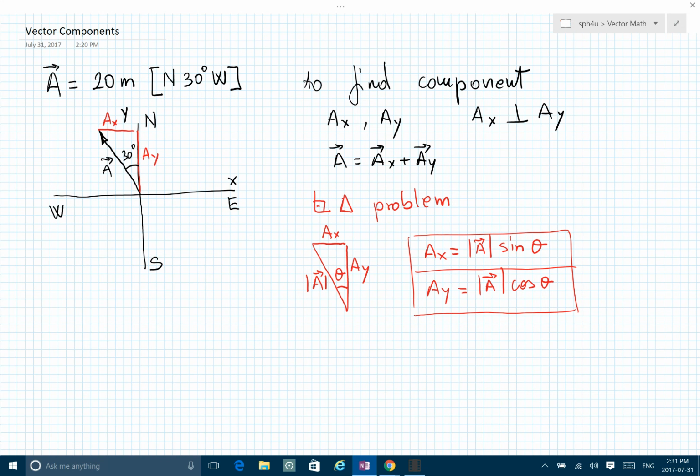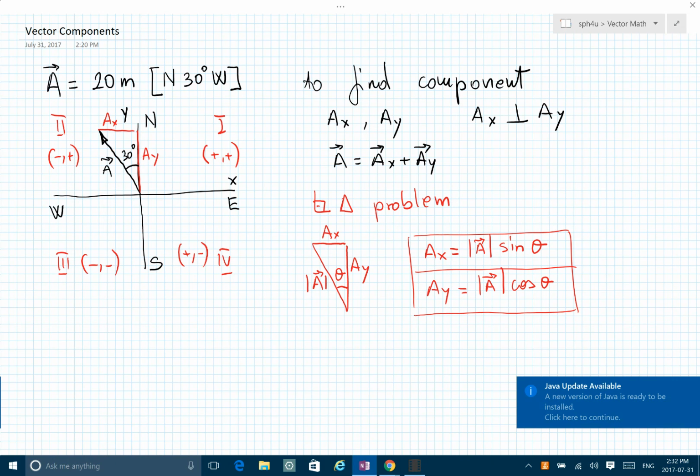find the components. However, in our case here, as you can notice, the vector is in the second quadrant. Recall the quadrants, right? This is the first, this is the second, this is the third, and this is the fourth quadrant. Recall that all the points in the first quadrant have positive coordinates. On the second, negative and positive. On the third, both negative, and on the fourth, positive and negative.